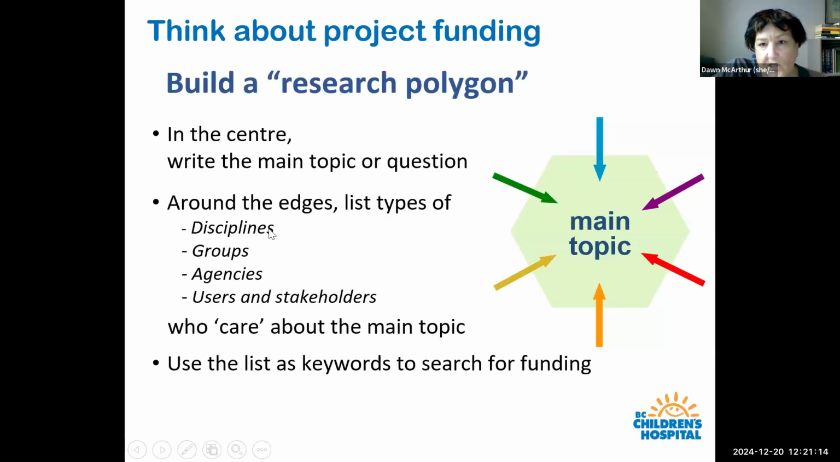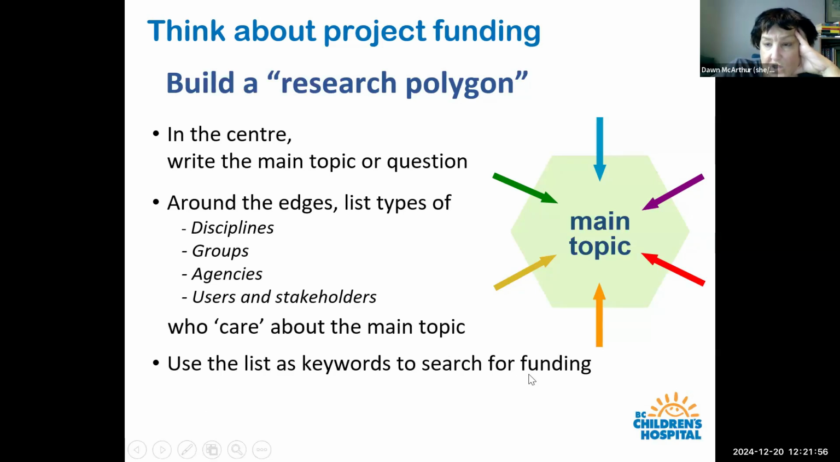One of the things that I teach trainees and early career investigators, and Jonathan, you might have seen this before, is something that I call a research polygon, where you just draw a circle or a shape. And in the middle, you write your main topic or question. And then around the edges, and I took out my example of this because it was an extra slide, but I'll describe it, you list the type of disciplines and groups or agencies or users or partners, stakeholders is not a great word, partners, I should change that to partners, and or decision makers who care about it. And then you use that list as keywords to search for funding.